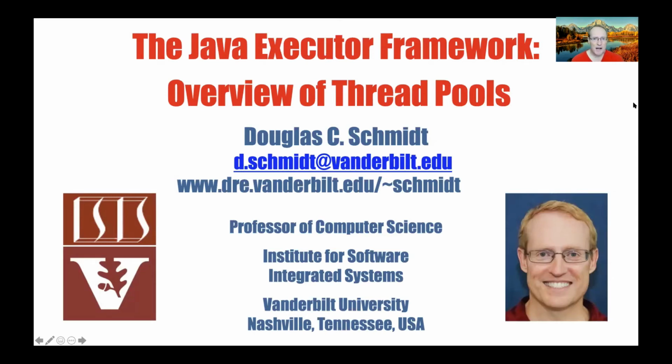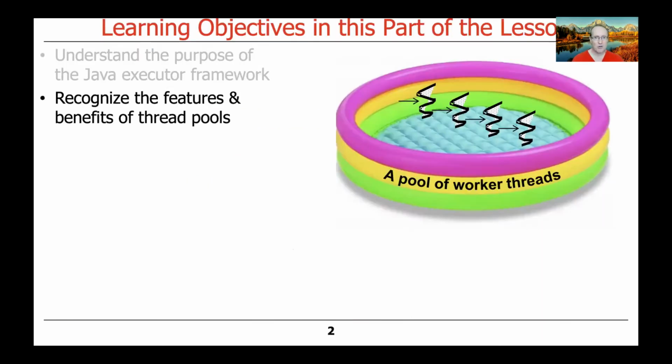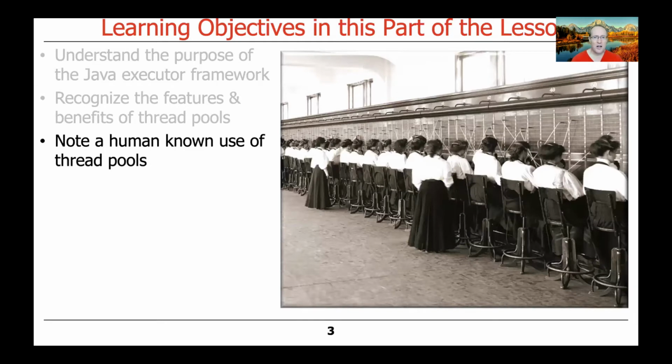So now that we've talked a bit about the Executor framework at a high level, let's give an equally high level overview of what a thread pool is, because that's crucial to understanding the benefits provided by the Executor framework. We'll also give a human known use of thread pools. As you'll see as we go through all the various threading mechanisms and synchronizers that are part of Java, I try my best as much as possible to give human known uses.